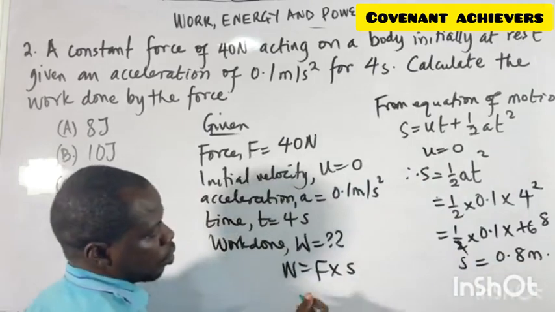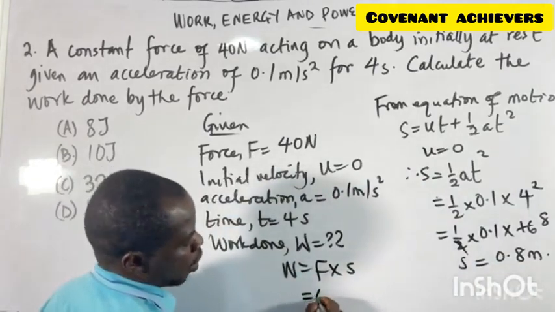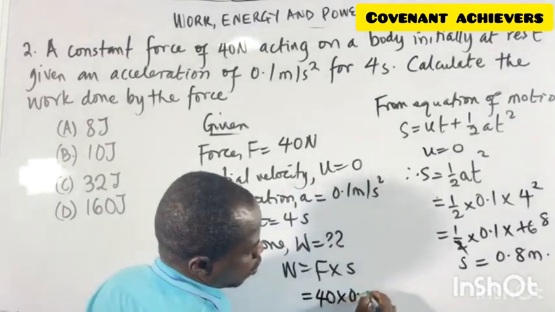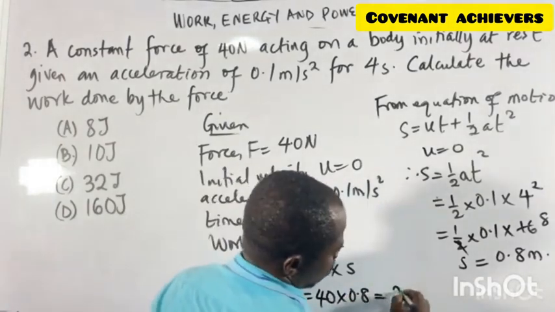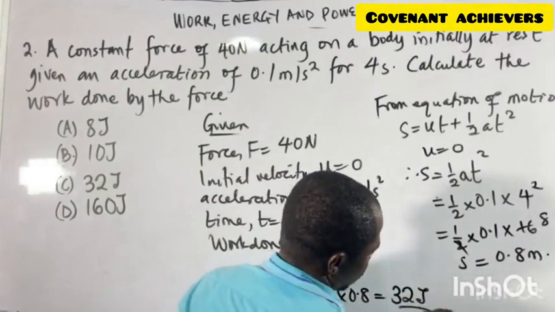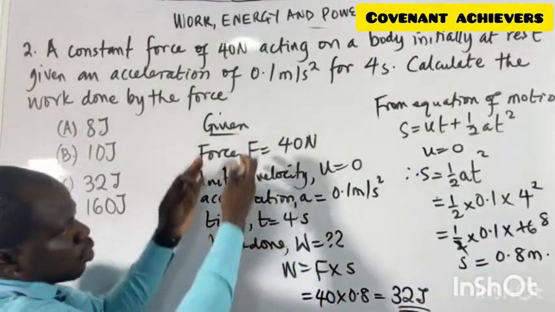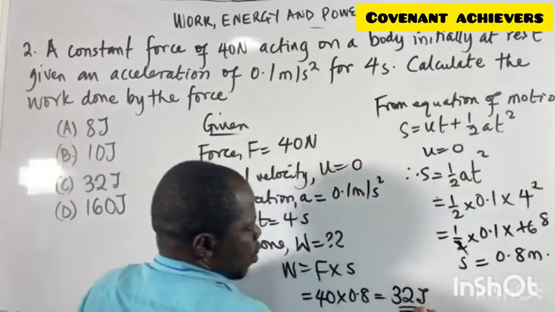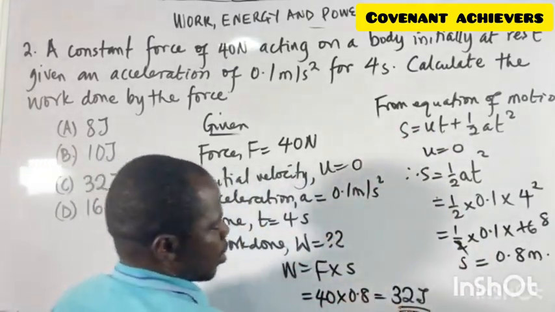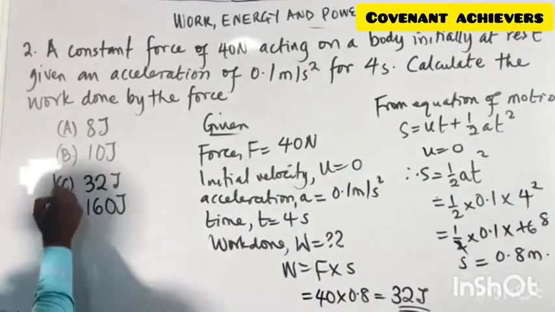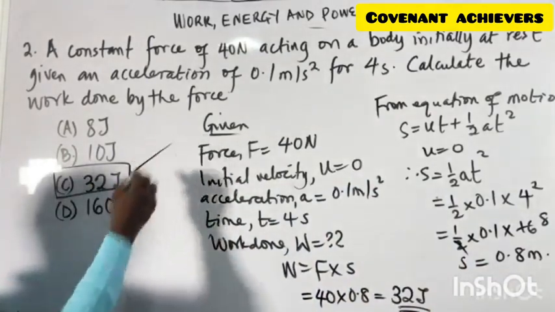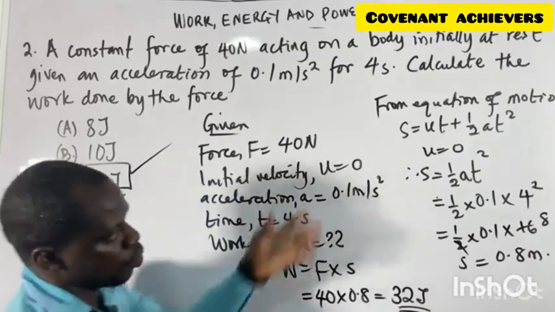Then the work done is equal to force, that is 40, times 0.8, and that will give us 32 joules. So you can see the way it has been solved in a step-by-step way for you, and the final answer here is 32 joules. So from the options, C is the answer, and that's how we solve it for you.